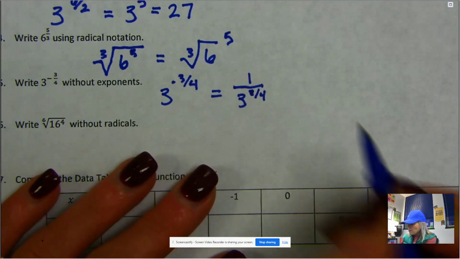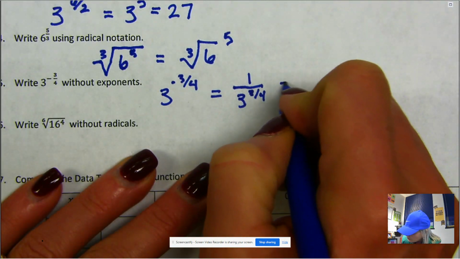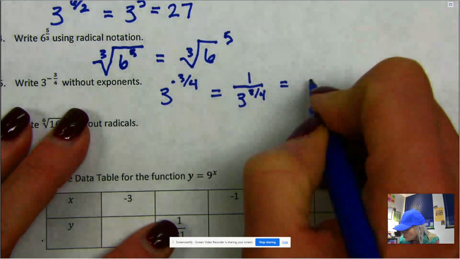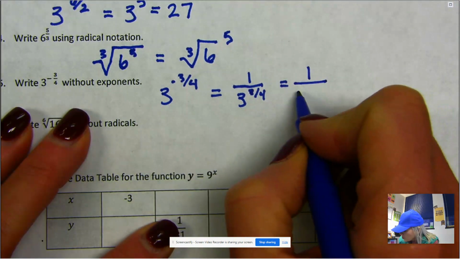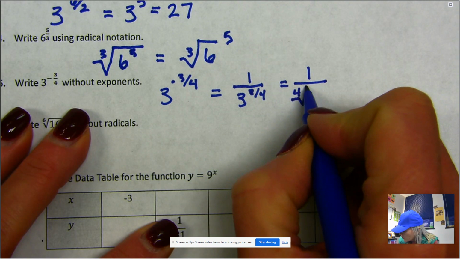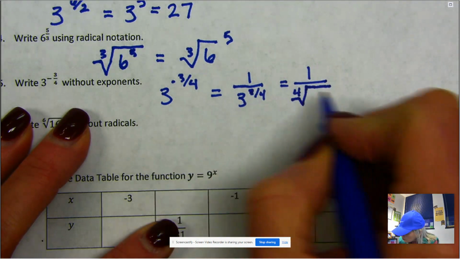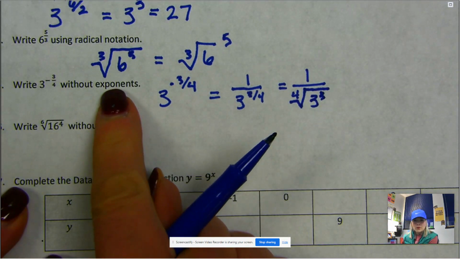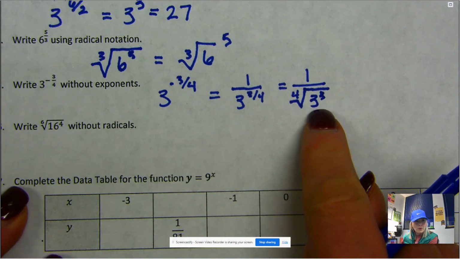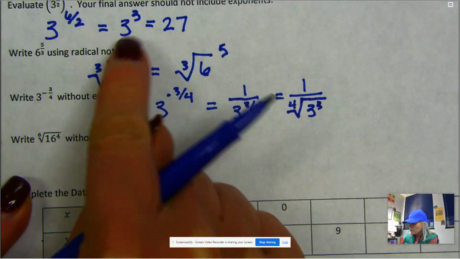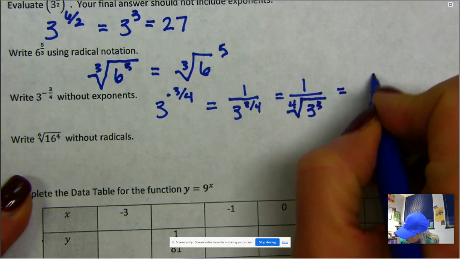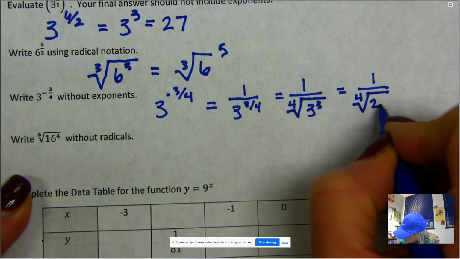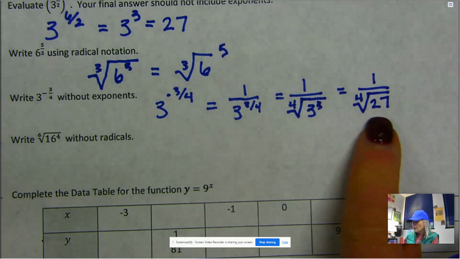Okay, now I'm going to address this exponent, but it's still a fraction. Once I make it into a fraction, it's going to stay a fraction the whole time. So 1 over, it's the 4th root, because 4 was the denominator of the fraction exponent, of 3 to the 3rd. And we're almost there. It says without exponents. So since this is in the power table, we already did 3 to the 3rd up in this problem. So final answer is 1 over the 4th root. 3 to the 3rd is 27. All right, and then that would be the final answer.